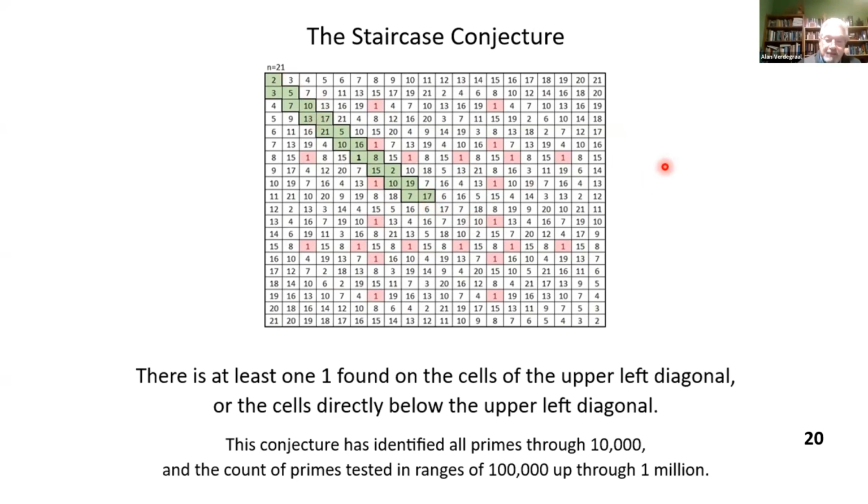Now, this is a conjecture because it hasn't been proved. And I hope that a mathematician will get curious enough one day to actually demonstrate either the proof or disprove this conjecture. But it has been tested for all primes up through 10,000, and then the count of primes tested up through 1,000,000. And so it correctly identifies all primes and composites up through 1,000,000.